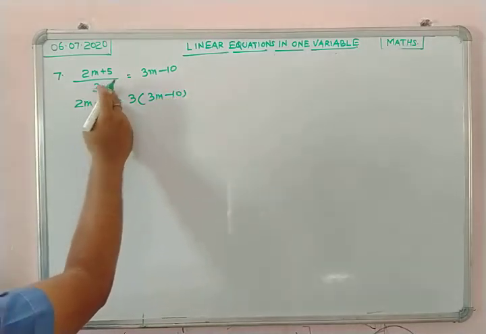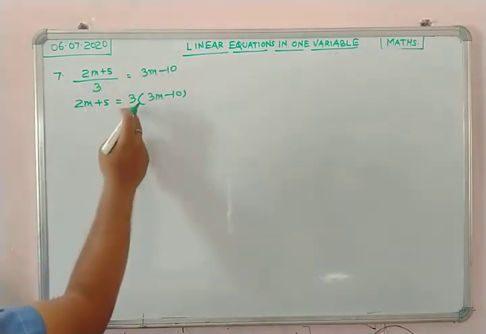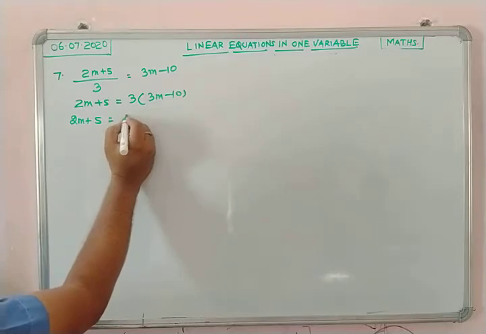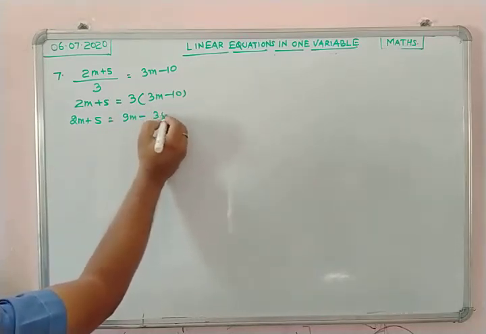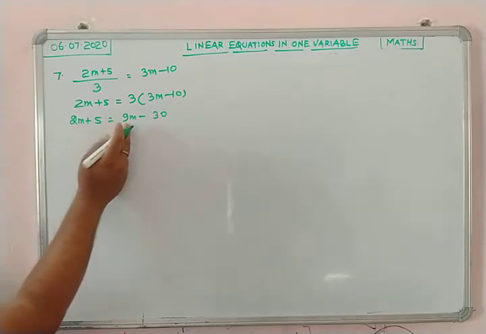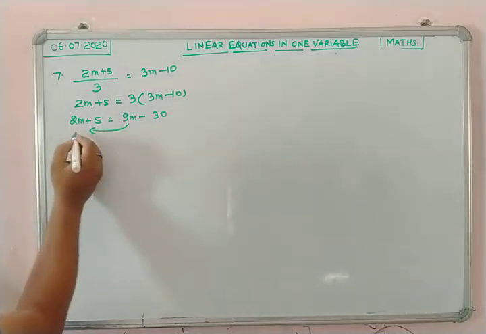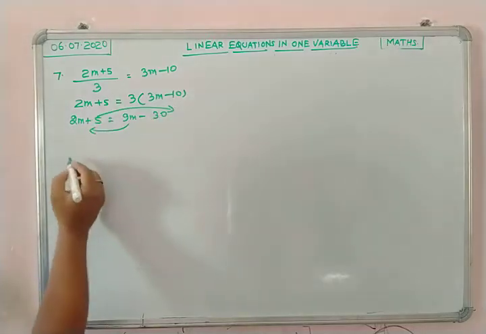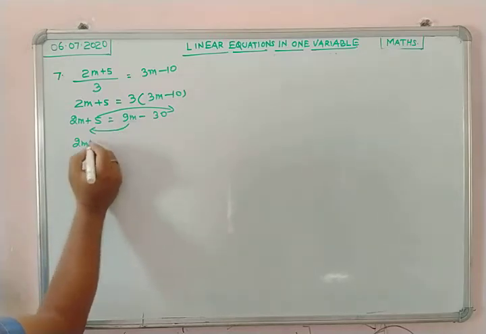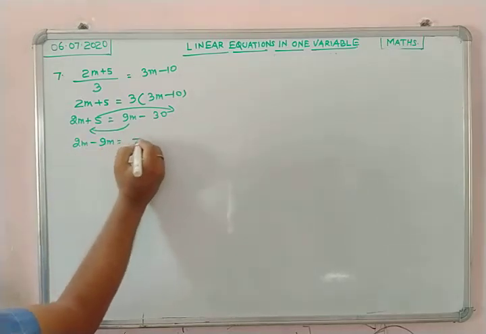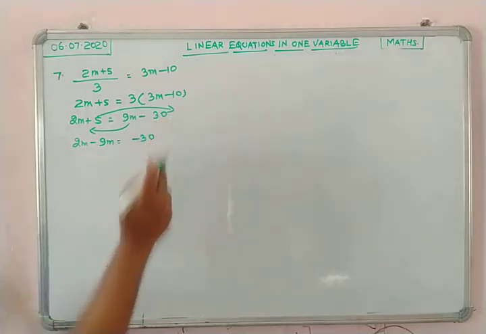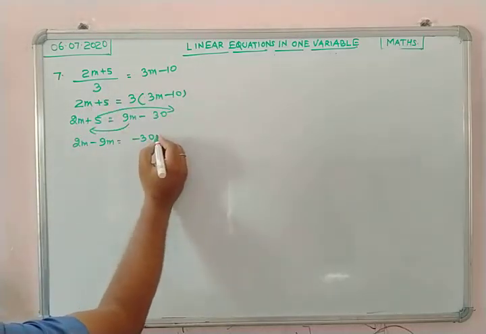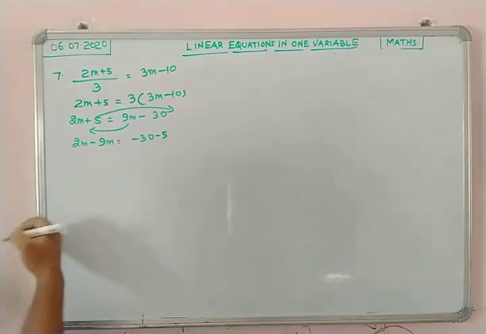Where has this 3 gone? This 3 has gone to the right hand side and division has turned into multiplication. So 2m plus 5 equals 3 threes are 9m minus 3 tens are 30. Now variables will be kept on one side. So 9m will come to the LHS side, and plus 5 will go to the right hand side. So 9m will turn into minus 9m on the left, and minus 30. I am not changing the position of minus 30, it is still on the right hand side. So plus 5 will turn to the right hand side as minus 5.